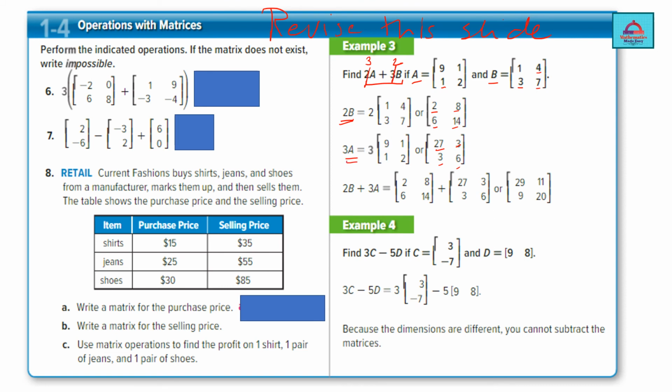The final step is to add them up. So after you have finished with the scalar multiplication, just add them up. So again, for addition, you'll add element-wise.